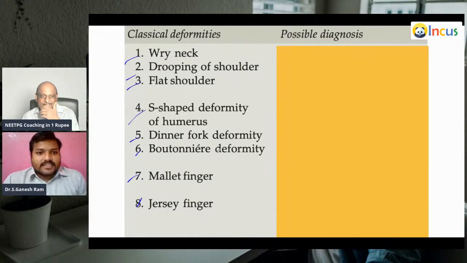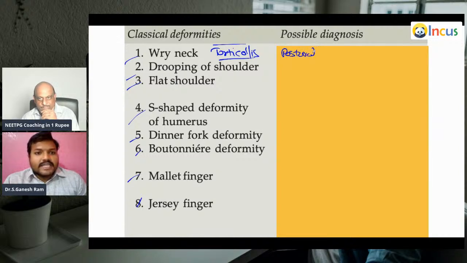Wry neck is called torticollis, sir. Usually children will present with a postural torticollis. They usually watch TV at an angle or play video games at a certain angle, so they develop a postural torticollis. That is most common in children. Whereas in adults, muscular torticollis would be most common. It is also seen in cervical spine injuries. And there is one syndrome associated with it, called Klippel-Feil syndrome.